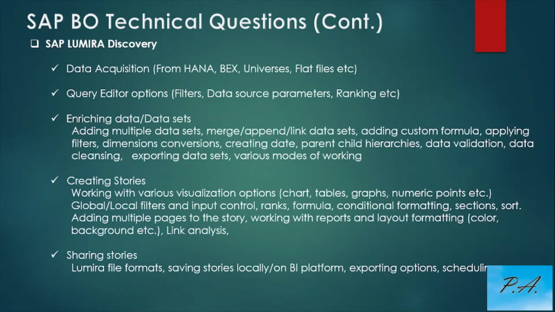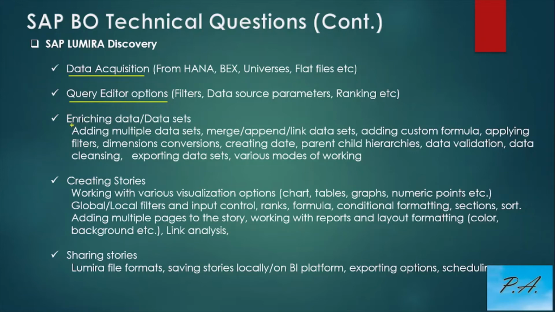Lumira Discovery is used by key business users who need flexibility to connect to data, usually multiple data sources, shape that data and create ad hoc stories with visualizations from all types of data which others can leverage, build upon, and share. Following are some of the important chapters in Lumira Discovery: the data acquisition process, how data is acquired from different data sources, like HANA, BEx, universes, flat files. What are the different options while acquiring the data? Query editor options, where you can apply global filters and filters from the universes. All these options you should be aware of, and you can also apply rankings.